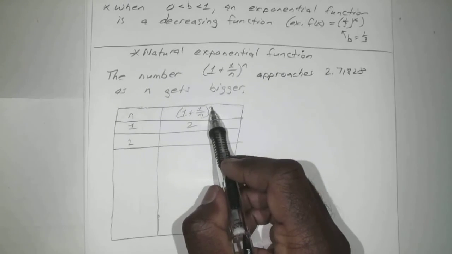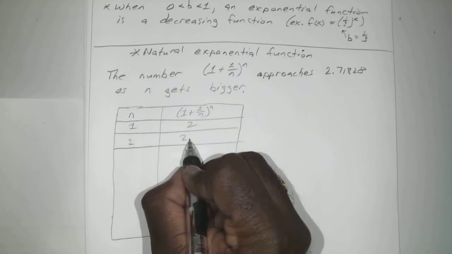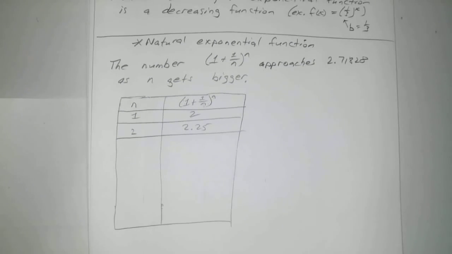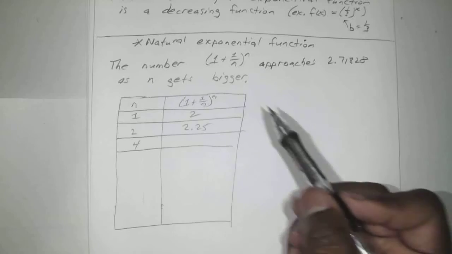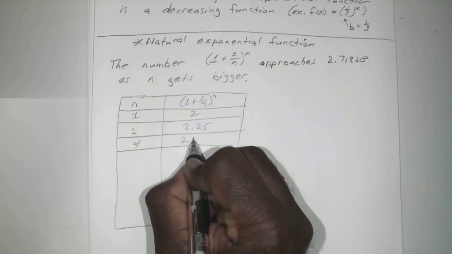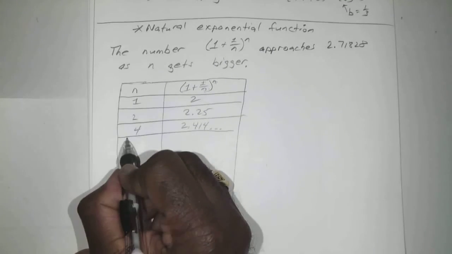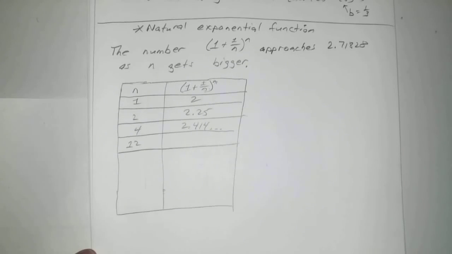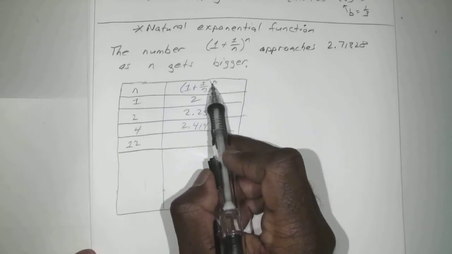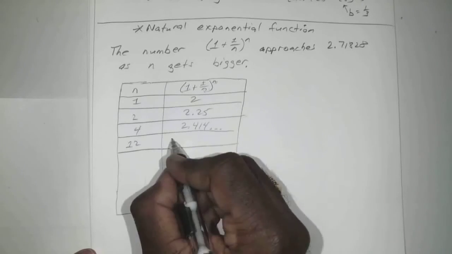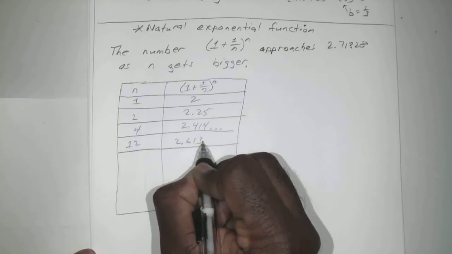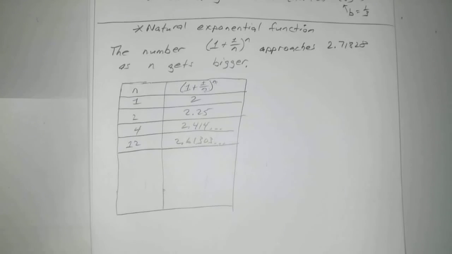So you decide to make n equals 2. 1 plus 1/2 to the second power, you plug that in, you end up with 2.25. Say you make n equal 4. 1 plus 1/4 to the fourth power, you plug that into your calculator, you end up with 2.414, and it keeps on going. Say you make n equal 12. 1 plus 1 over 12 to the 12th power, you end up with 2.61303, and it keeps on going.